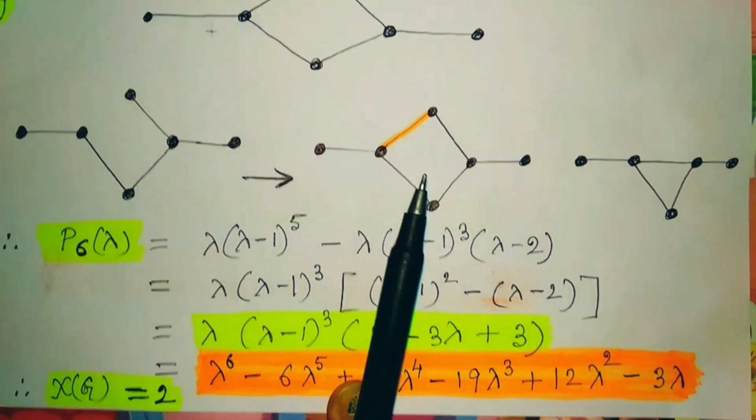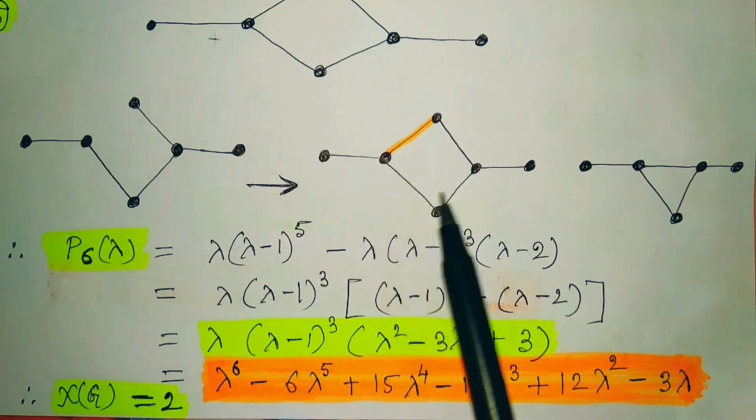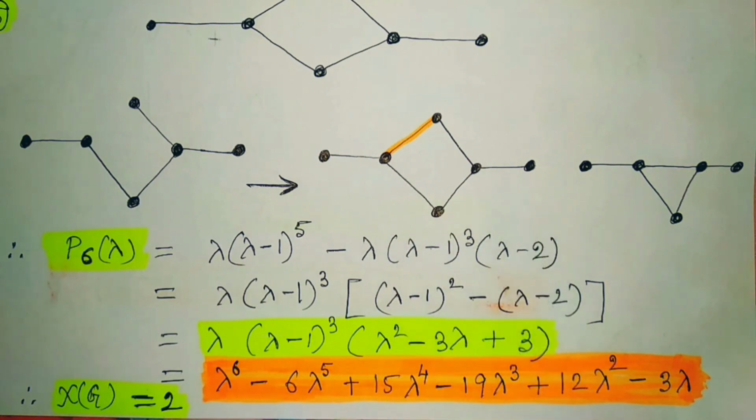So after simplification, what will we find here? After simplification, we find the chromatic polynomial for this graph is lambda into lambda minus 1 to the power 3 into lambda square minus 3 lambda plus 3. And its expanded form is this one. Here the second coefficient is 6, which implies that a total of 6 edges are there. And its chromatic number is, I hope you can say, yes, it is 2. Because if we substitute 2 here, then we find it provides a non-zero value. So its chromatic number is 2.